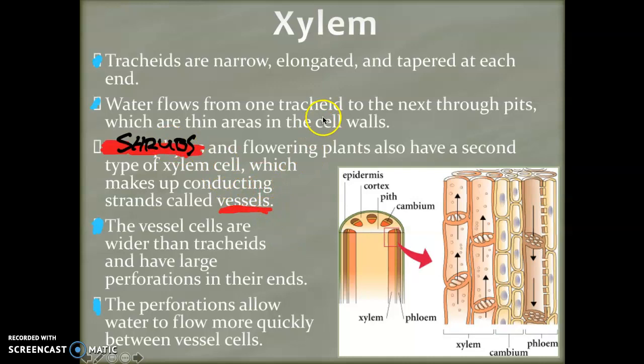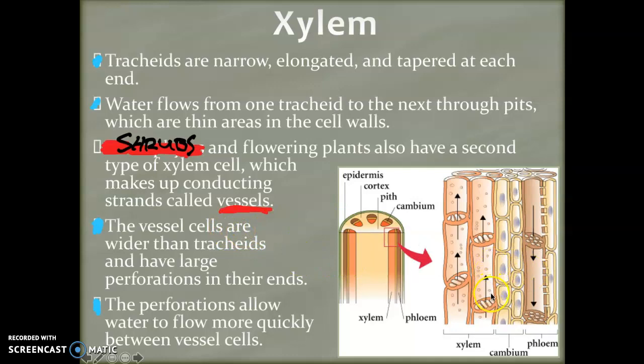These tracheids, like I was just talking about, are going to be narrow and elongated, and this word tapered just means they are at a slanted angle at each end. Water is going to flow from one tracheid to the next through pits, which are thin areas in the cell walls.